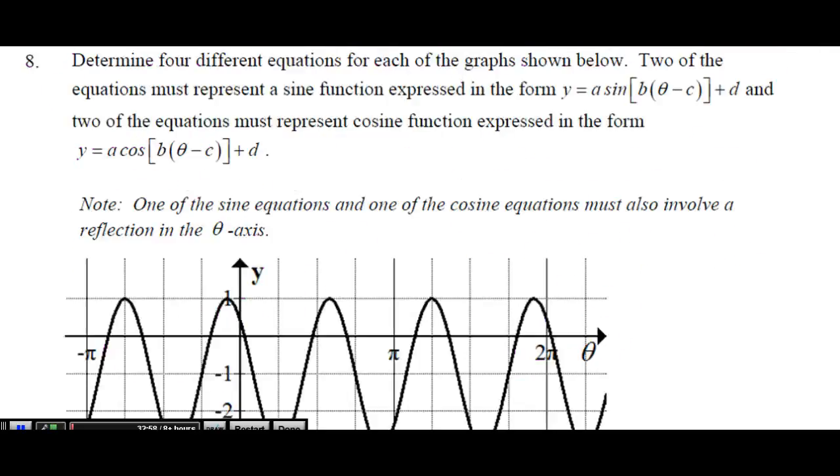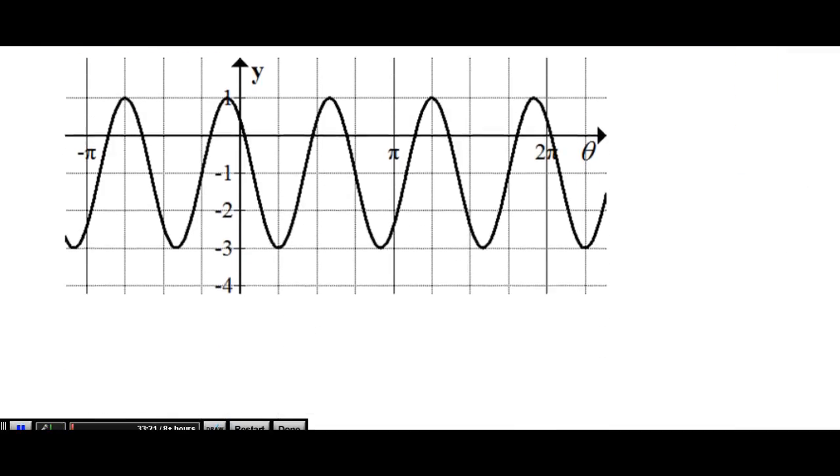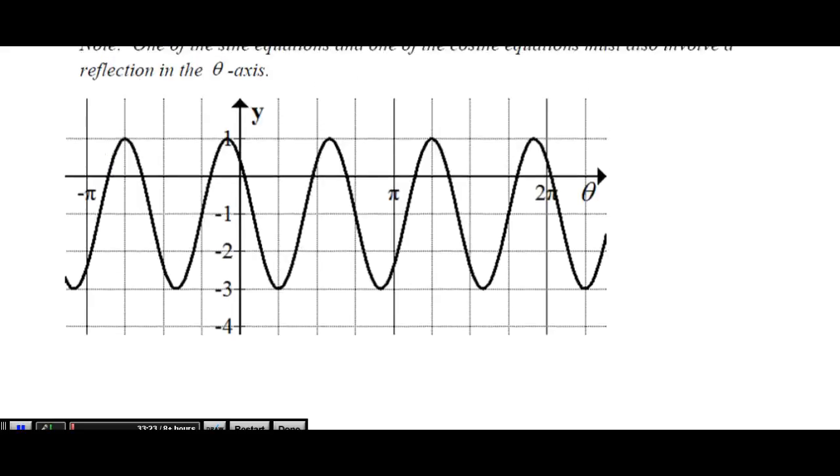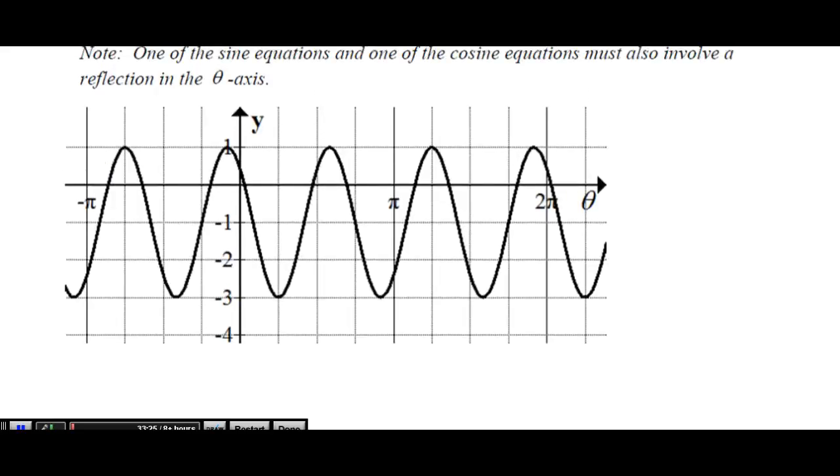Okay, what's next? Determine 4 different equations for each of the graphs shown below. 2 must represent a sine function in this form, and 2 equations must represent a cosine function. Each of them must involve at least 1 reflection, which is the only way we can really get 4. Okay? I'm going to hit pause. Do it. You've had enough practice at it.